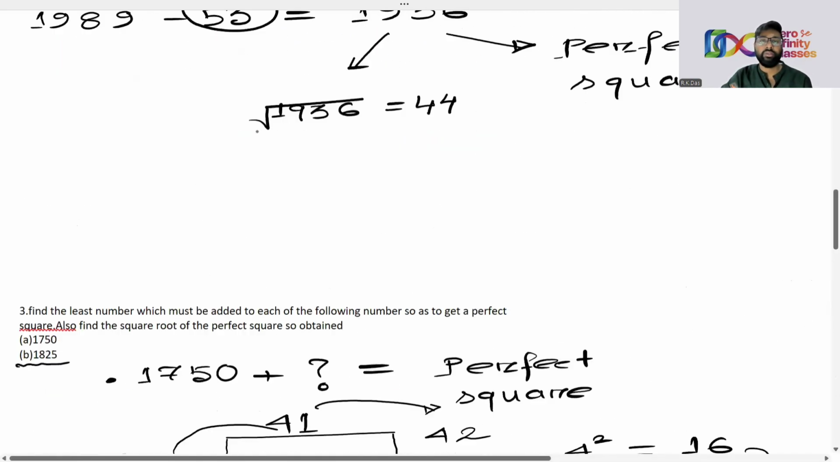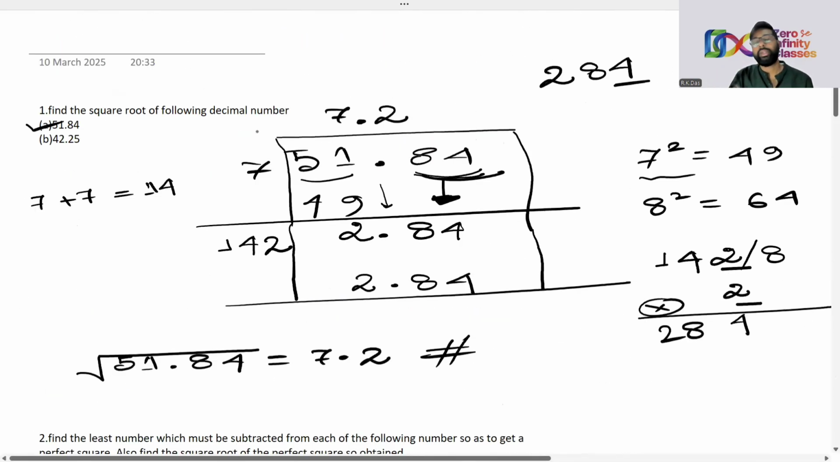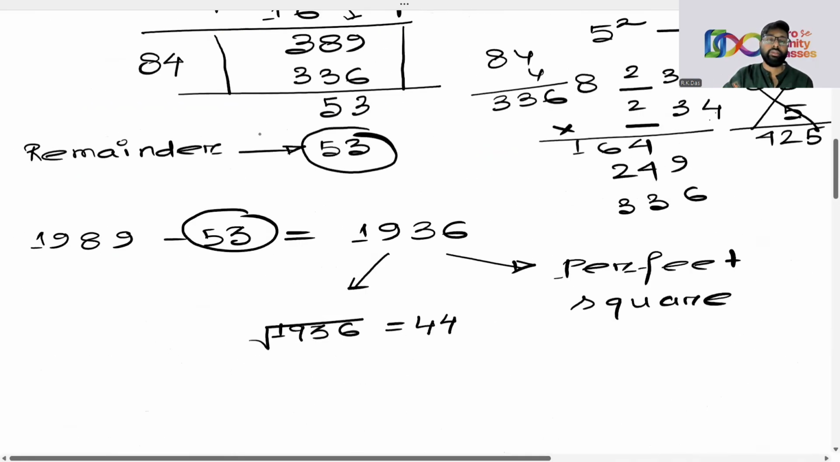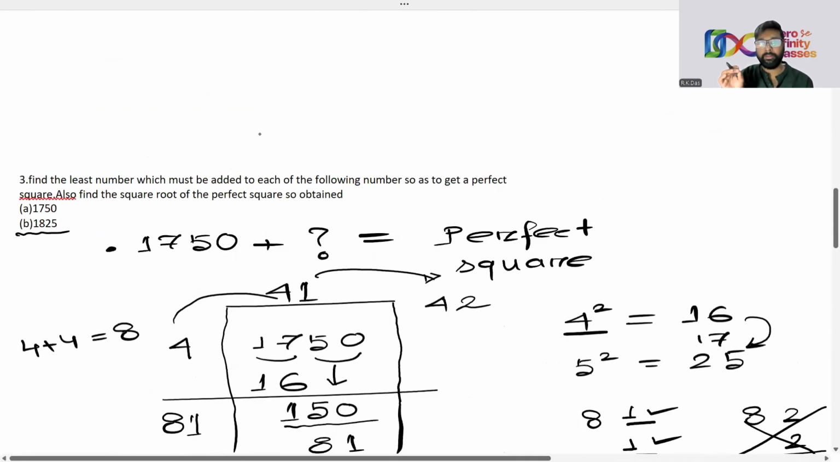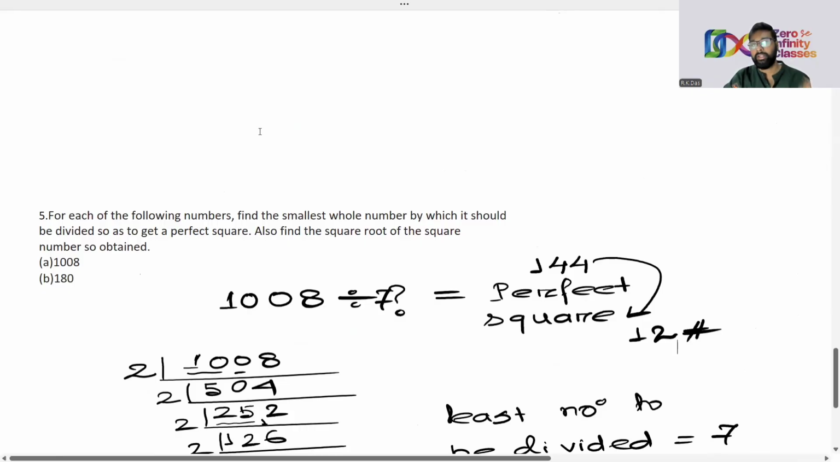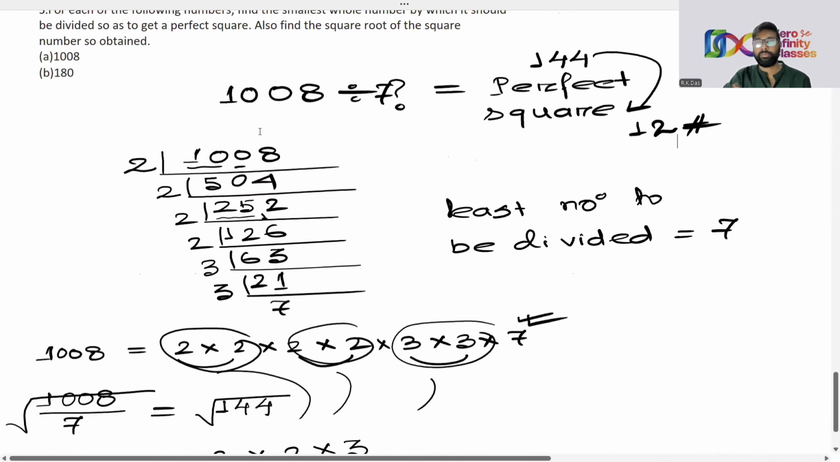So in this class, we learned first how to calculate the square root of a decimal number. Then in question number 2, we learned how to calculate a number which should be added to a given number so that it becomes a perfect square. And then we learned what number should be multiplied, and then what number should be divided. So this is the class.